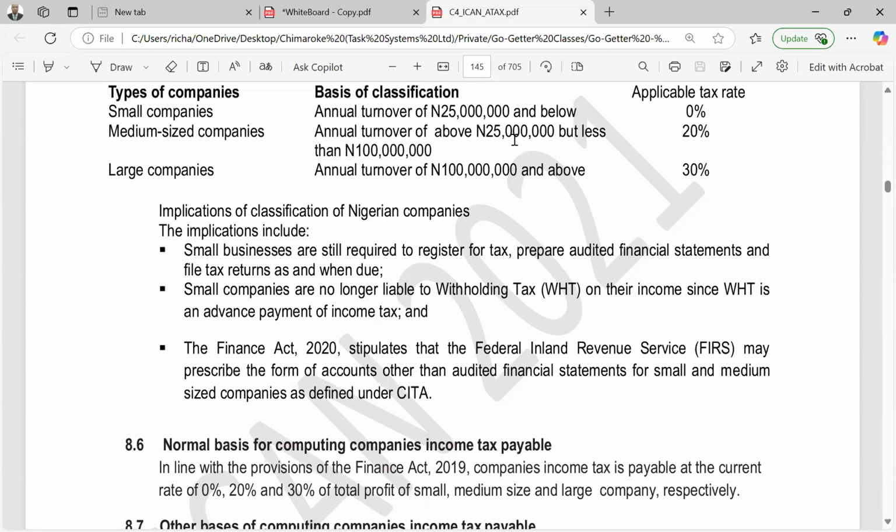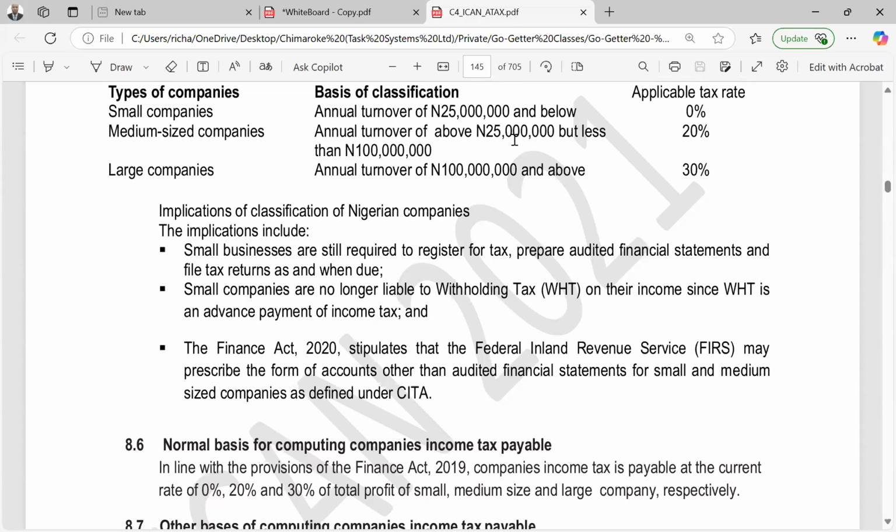If you are doing business with a company, the company is liable to withhold tax from you. But because you are not supposed to pay tax, government is supposed to refund it back to you. But I think with the new regulations, they're not supposed to collect withholding tax from a small company.